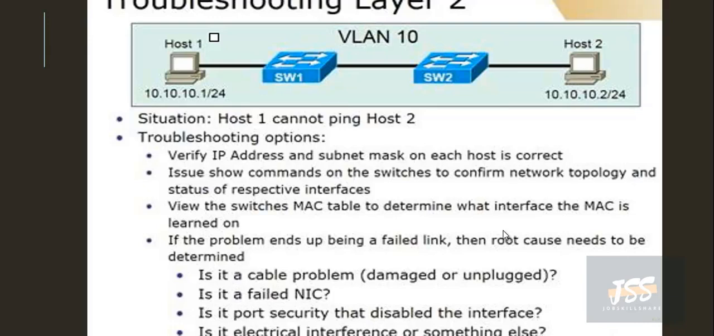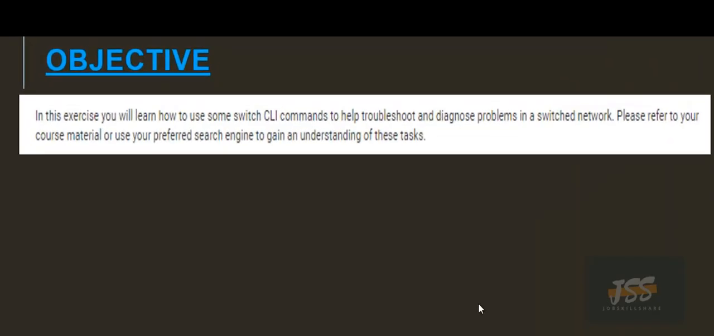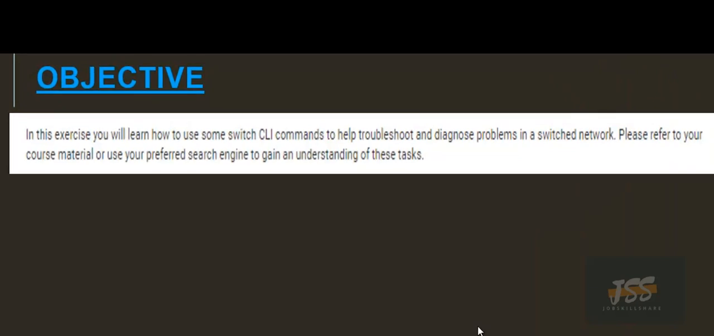So if the problem ends up being a failed link, then the root cause may be a network card problem, a cable problem, an issue of port security on the interfaces, or any form of interference in the network. So the objective of this module part 1 is, in this exercise you will learn how to use some switch CLI commands to help troubleshoot issues in the local area network consisting of switches. You can also refer to the course material or use your preferred search engine to gain an understanding of these tasks.